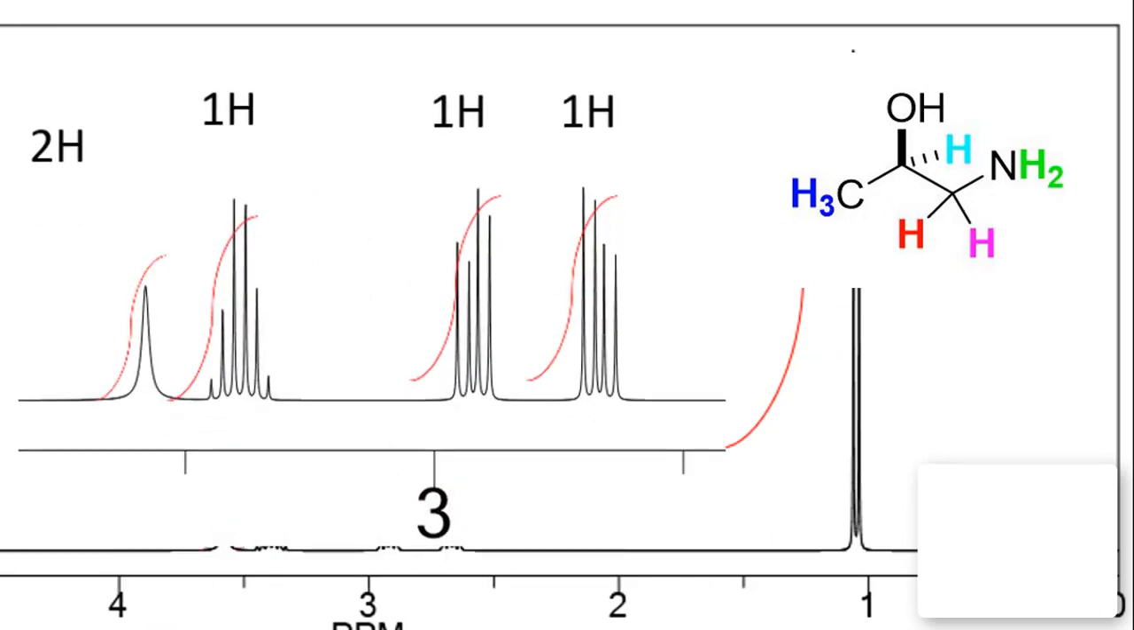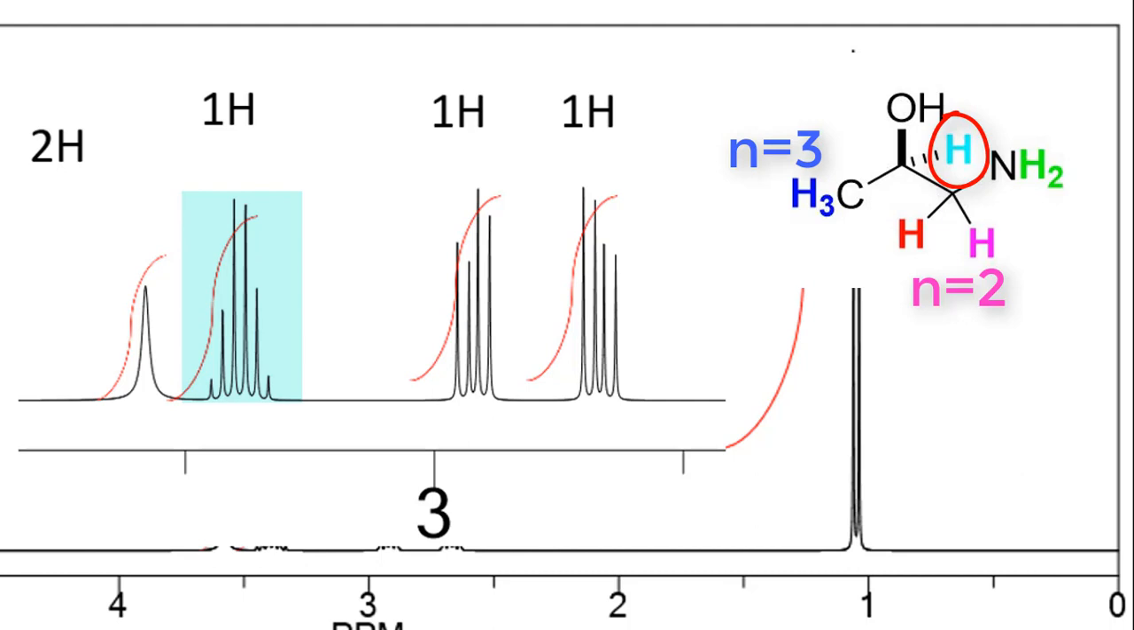Let's focus in on this other section, right? Let's focus in on the sextet here that integrates for 1 hydrogen. That particular signal is going to represent the teal colored proton. You see it has 5 neighbors, 3 on the left, 2 on the right. And so because n equals 5, that signal is going to be split into a sextet.